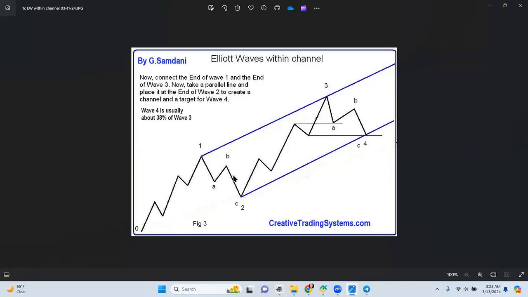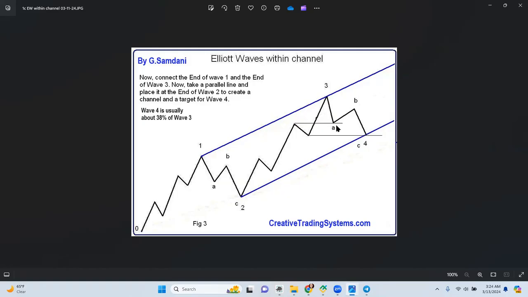That flat correction has many different kinds: regular, irregular, expanded, running, and so on. I will make separate videos for those and add them to this course, so you will learn about those as well. Then you have the expanded flat and the triangle. In wave 2, most commonly you will see a zigzag, and wave 4 is the one that has different kinds of complex corrections, mostly flats and triangles.